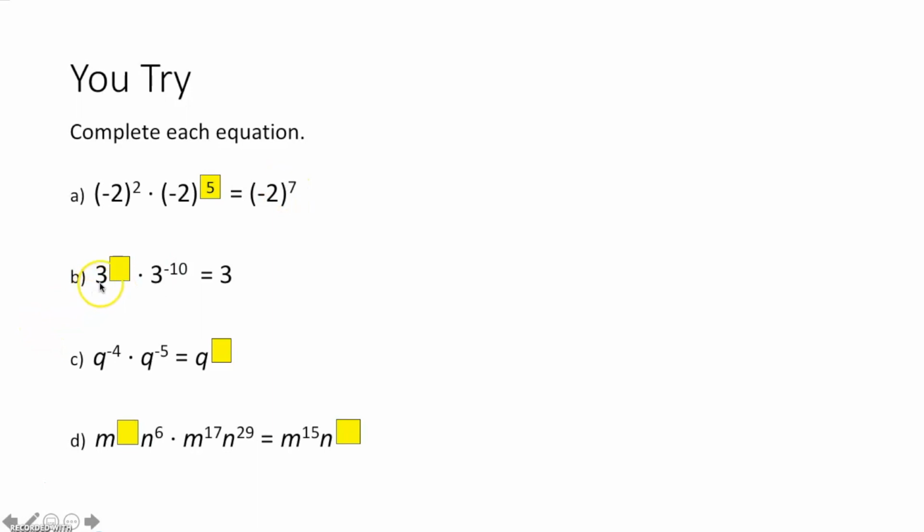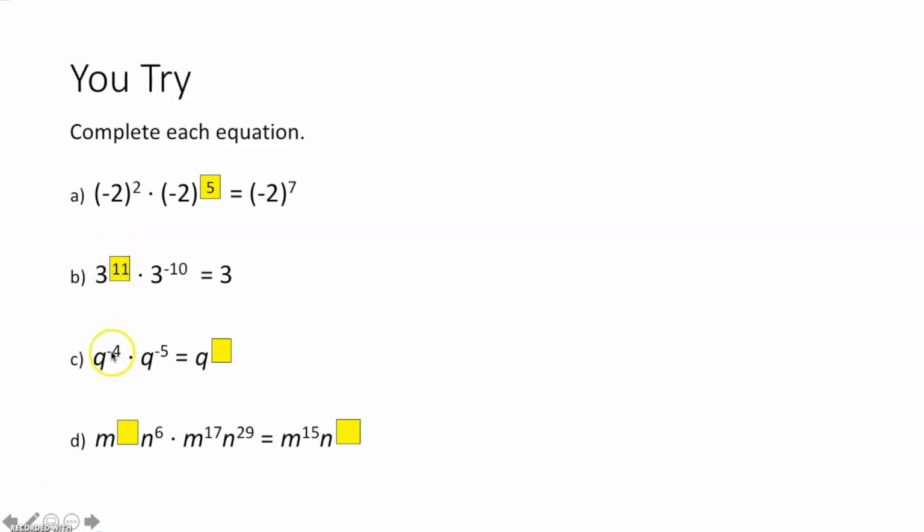For part B, we have 3 to some power times 3 to the negative 10th equals 3. What's the exponent for 3? Well, since there is no exponent, it's just 1. That means that something plus negative 10 has to equal 1. Well, what's that something? It's going to be 11, right? Because 11 plus negative 10 equals 1. You could have taken 1 and subtracted negative 10, which is the same thing as 1 plus positive 10, and that is how you get 11.